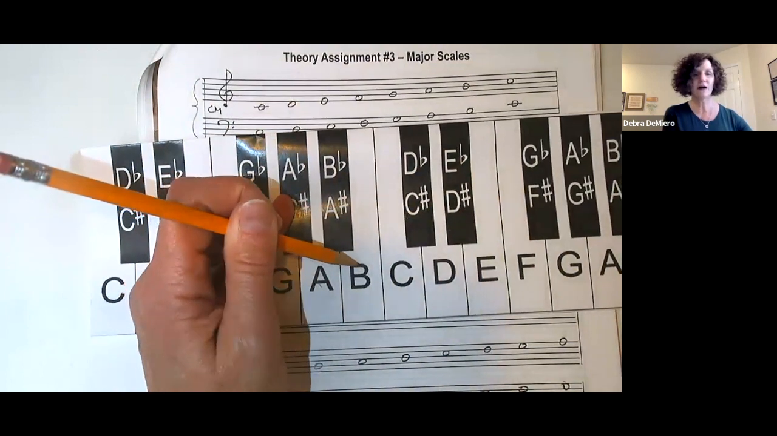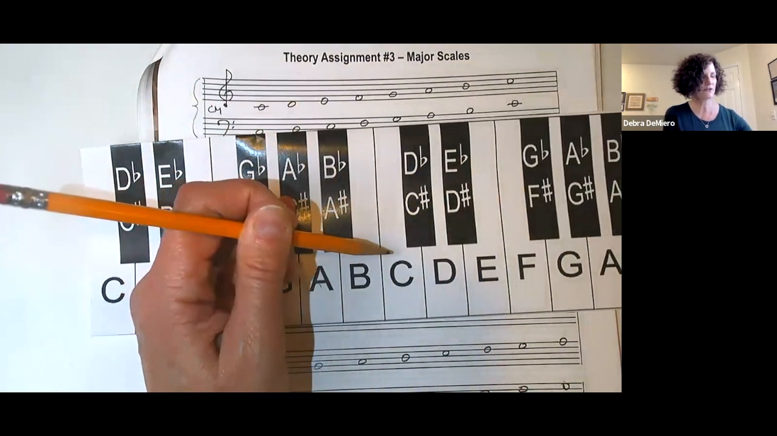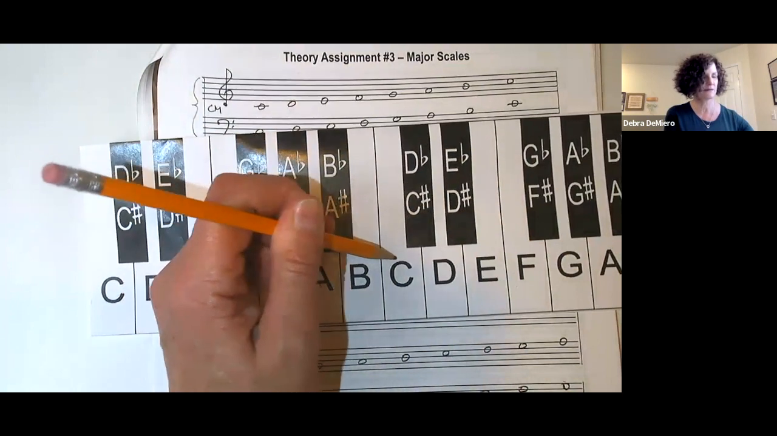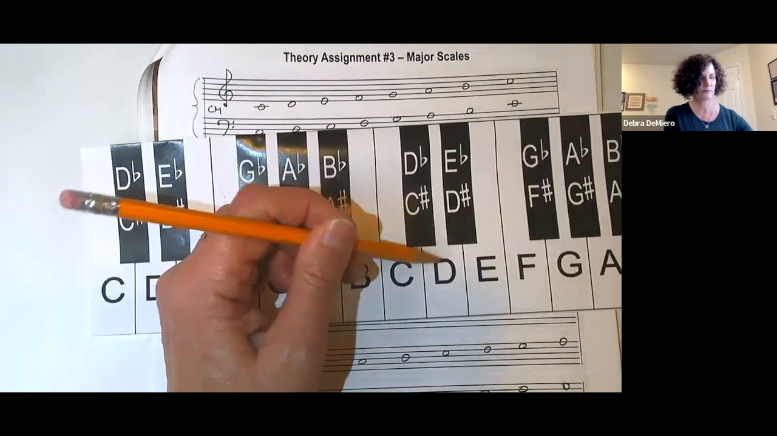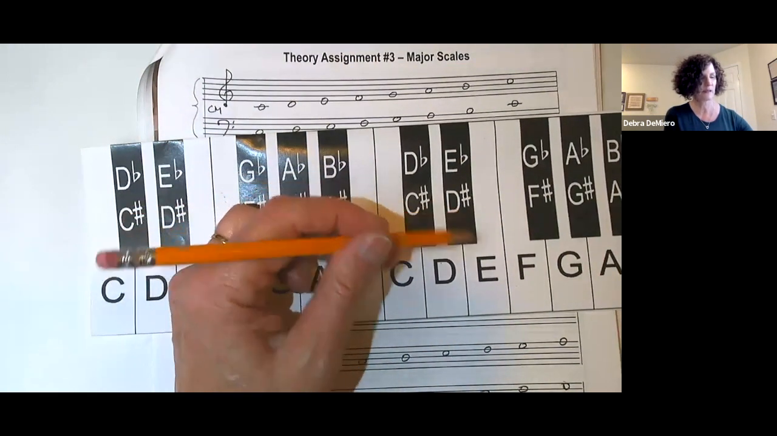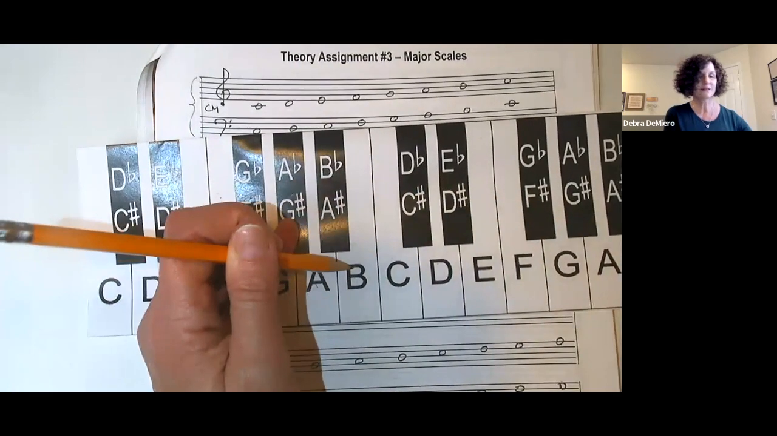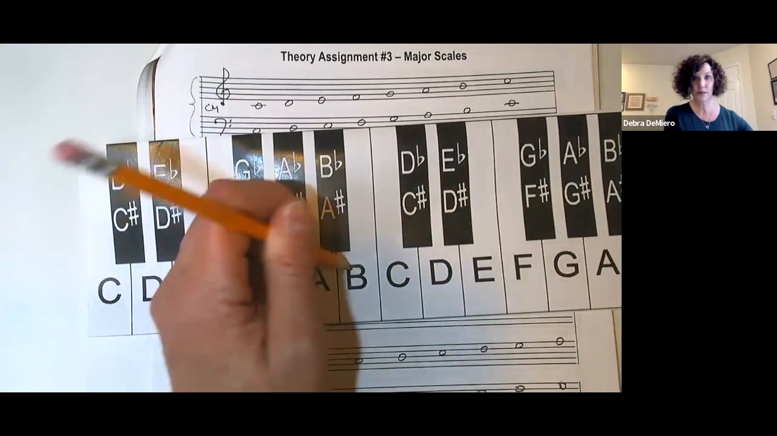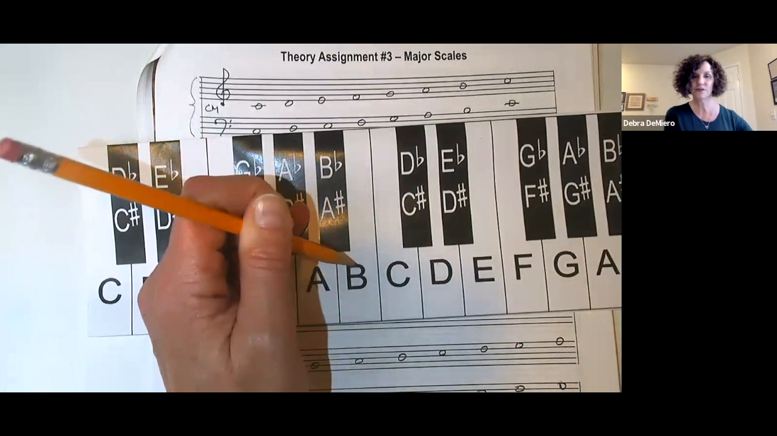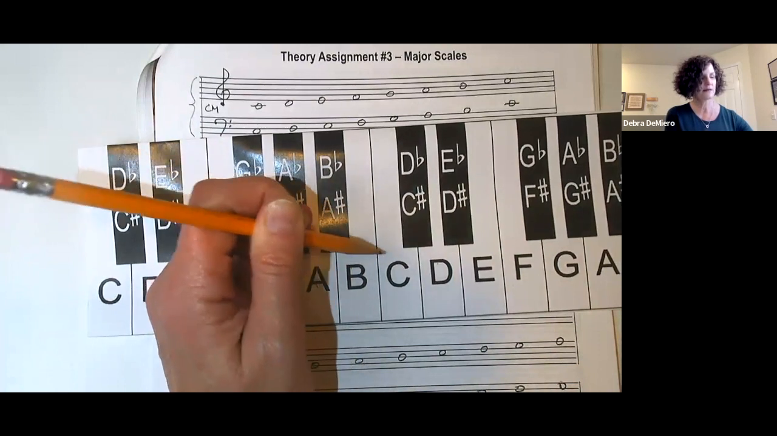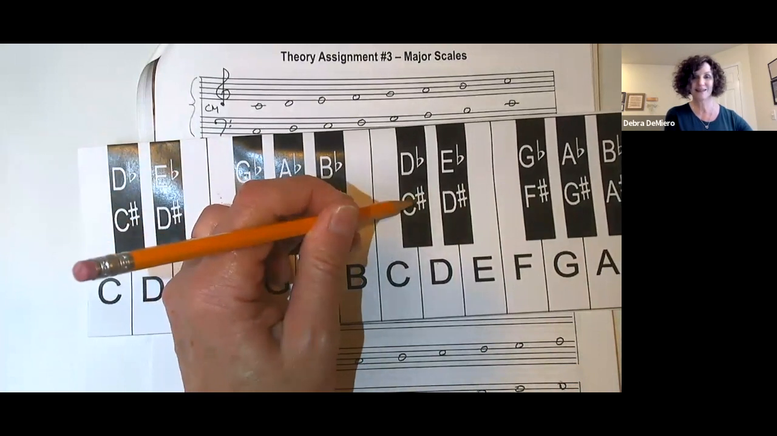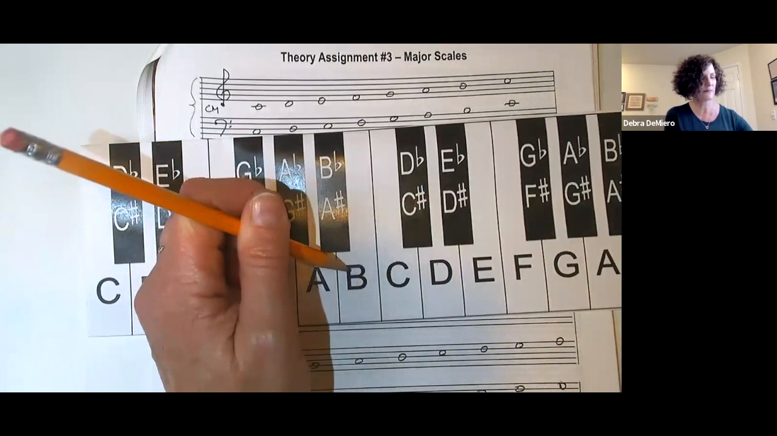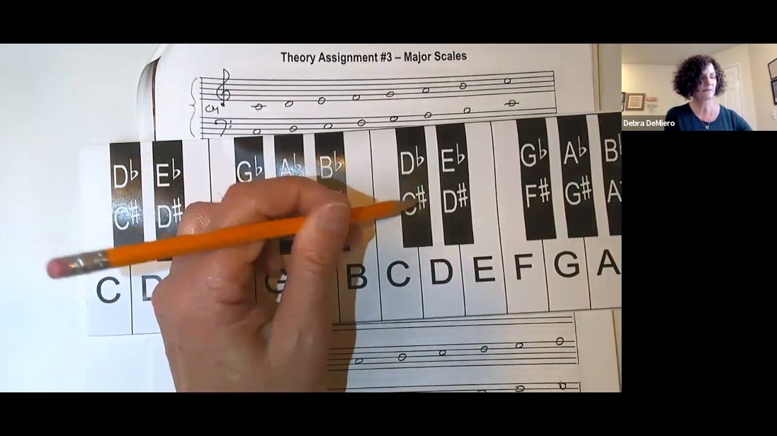So if I move up a half step, I'm always moving to the very next key. So these are half steps, okay? If I'm moving a whole step, I always skip one key. So if I'm moving up a whole step above B, I skip here and I move to here. So this is a whole step above B.